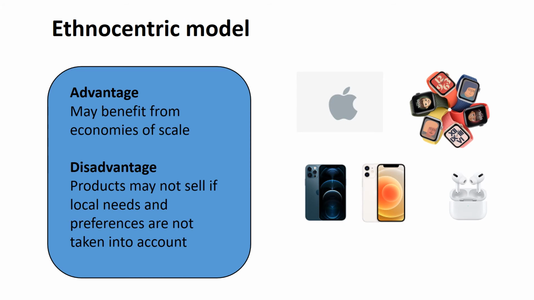An example of a business that has adopted the ethnocentric model is Apple. An advantage is that they can benefit from economies of scale, as the products are standardized and they do not have to adapt to the local market. They can have lower cost savings on raw materials and can produce at a large scale. With economies of scale comes a reduction in unit costs, boosting profit margins. However, a disadvantage is that products may not sell if local needs and preferences are not taken into account. The business could be taking a risk if the product does not sell well. Let's look at an example.